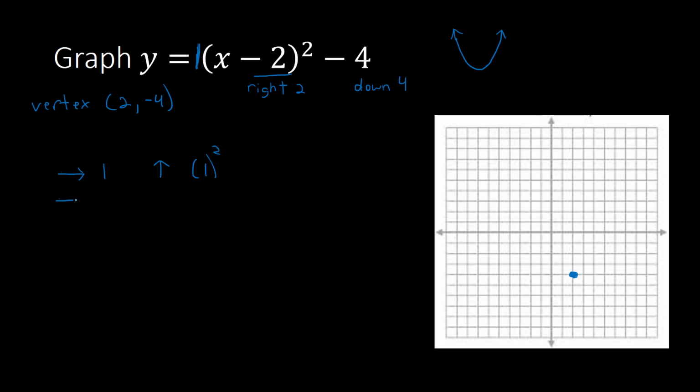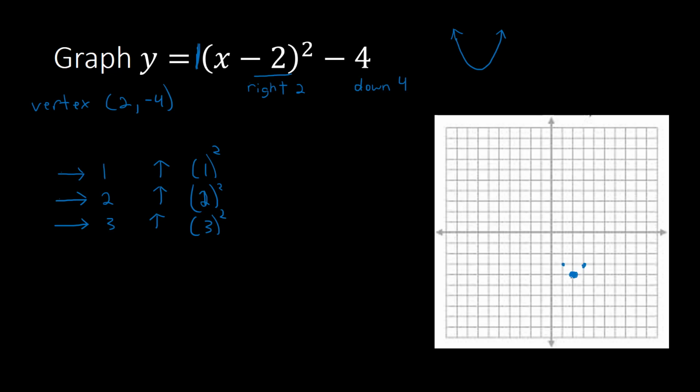So if I go to the right 2 or the left 2, I'm going to go up 2 squared, or 4. If I go to the right 3, I go up 3 squared, and so on. So if I go from this vertex, if I go to the right 1, I'm going to go up 1 squared, which would just be 1. If I go to the left 1, I go up 1 squared as well to get that point.